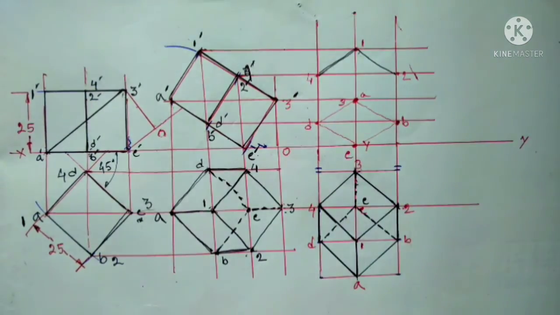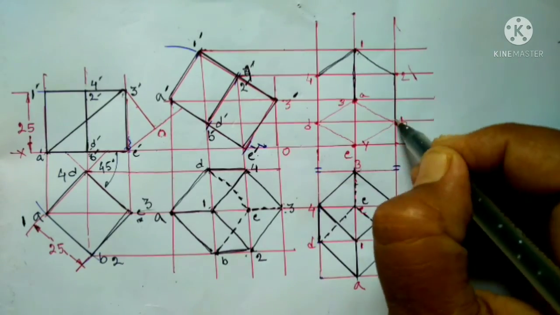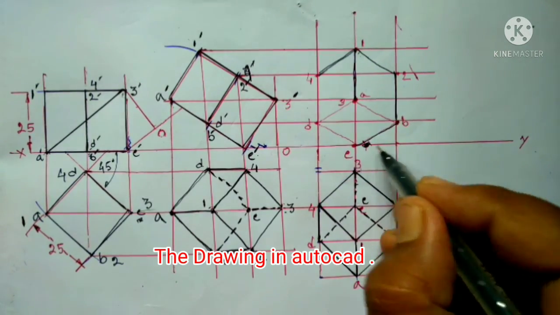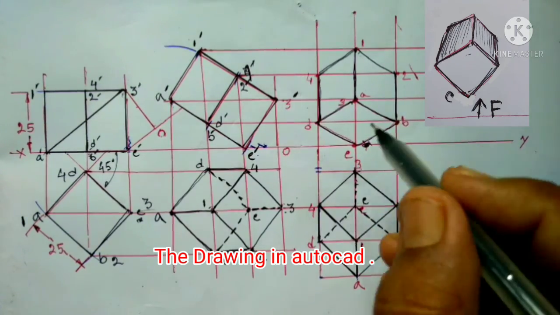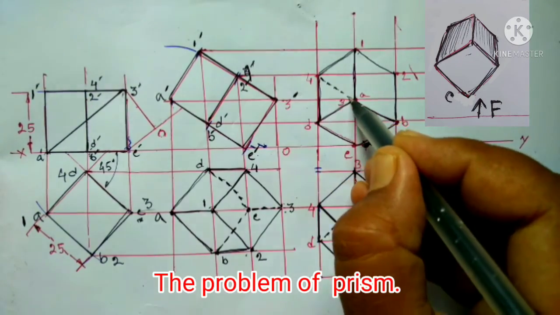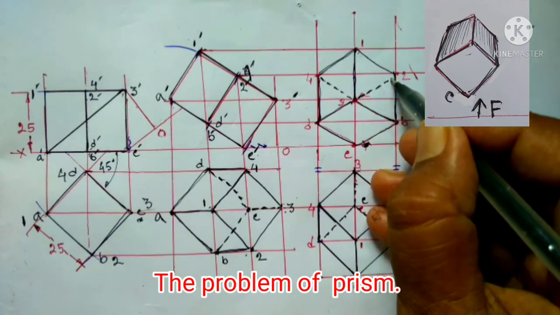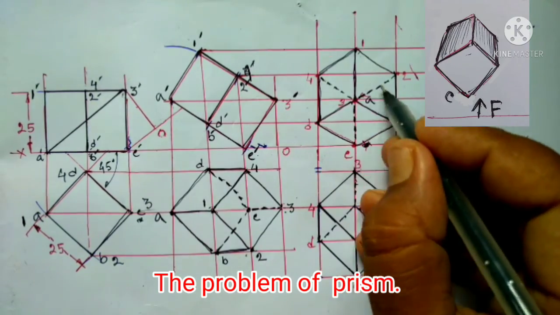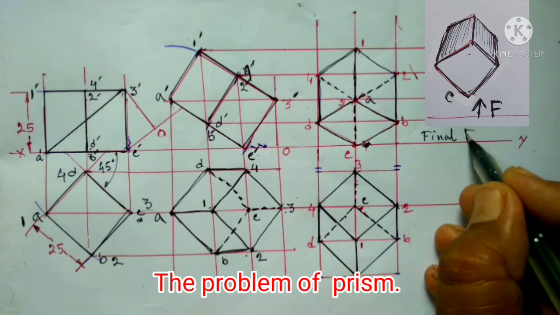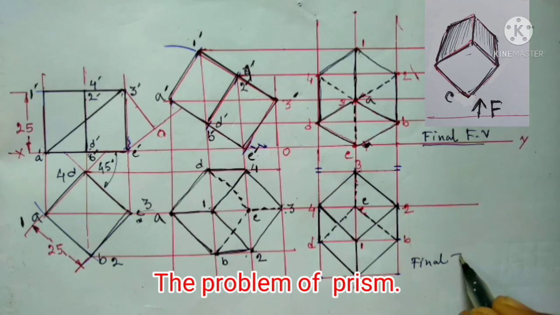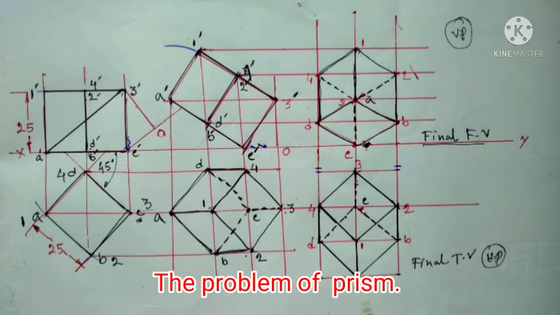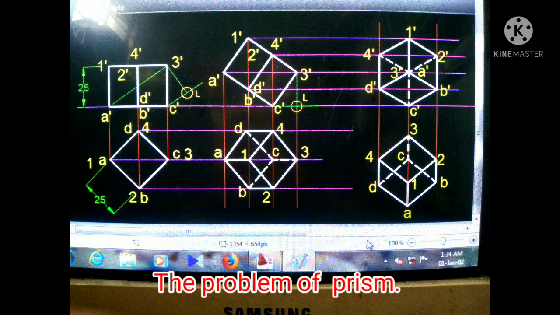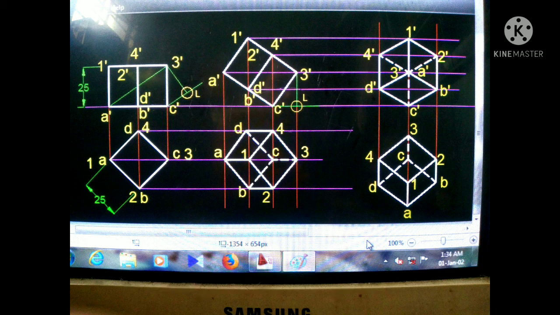Draw the outline by joining the end points. We will draw hidden lines or dash lines to show the hidden edges or parts which are not visible from the front. In this way, we get the final front view and top view of this cube. These problems have been drawn in AutoCAD for better perfection and better understanding.